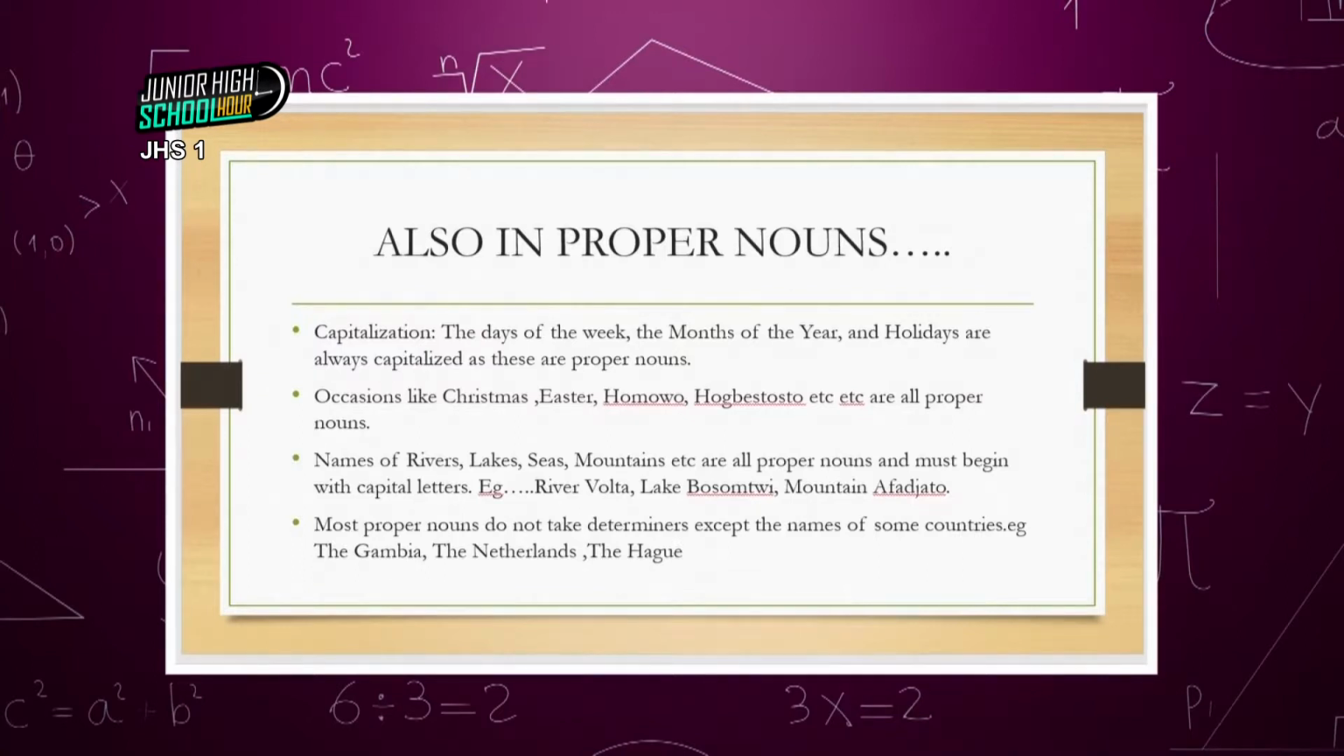Now, most proper nouns do not take determiners, except the names of some countries. We have the Gambia, and we have the Netherlands or the Hague.